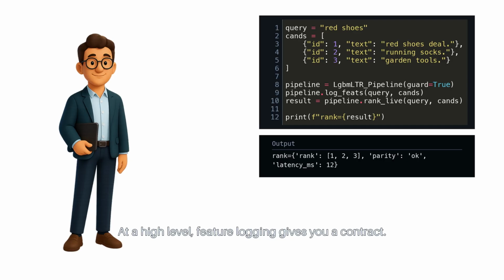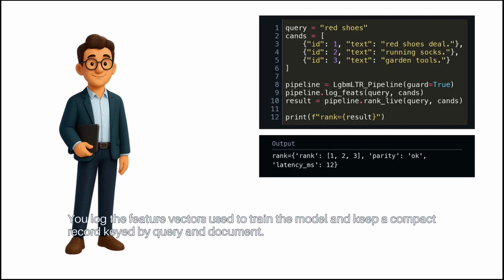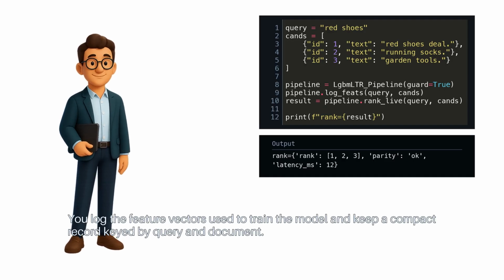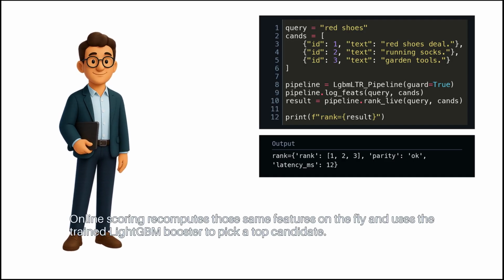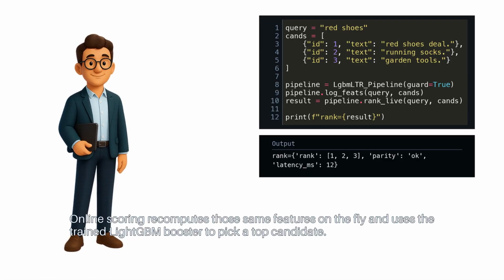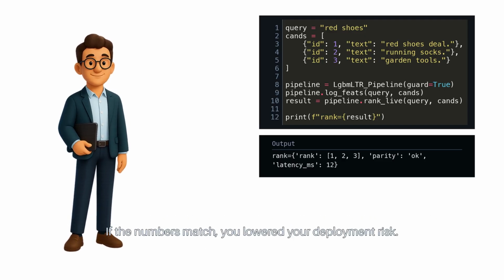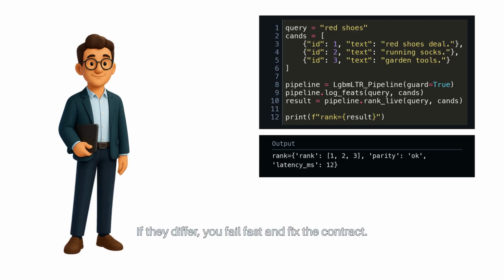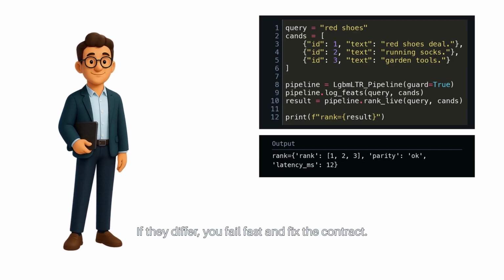At a high level, feature logging gives you a contract. You log the feature vectors used to train the model and keep a compact record keyed by query and document. Online scoring recomputes those same features on the fly and uses the trained LightGBM booster to pick a top candidate. If the numbers match, you lowered your deployment risk. If they differ, you fail fast and fix the contract.